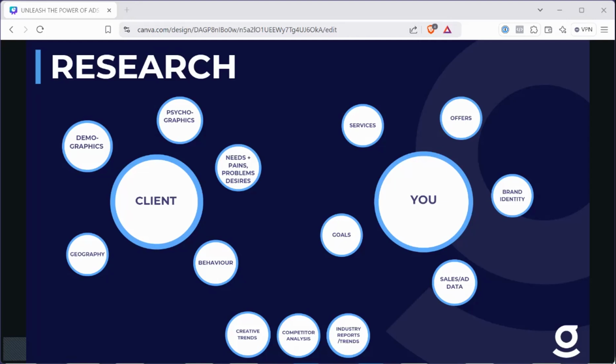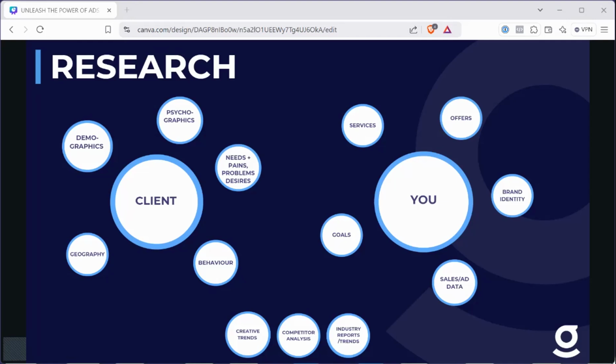From a client side, guys, very, very simple. We need to understand demographics, psychographics, needs, pains, problems, desires, what our ideal type of avatars, what their behaviors are, what their interests are, and where they're from, right? Where do they live, right? Because in order for us to target more effectively, if we don't understand this, then our advertising campaigns are going to be far too broad. And again, we're not going to attract the right type of person in.